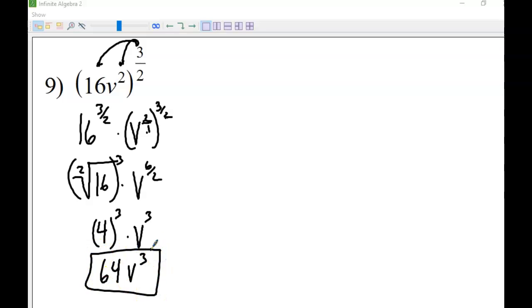So the first thing you want to do is distribute that power to both, simplify the one with the variable on it, and then use the radical approach to get the number part. Okay?